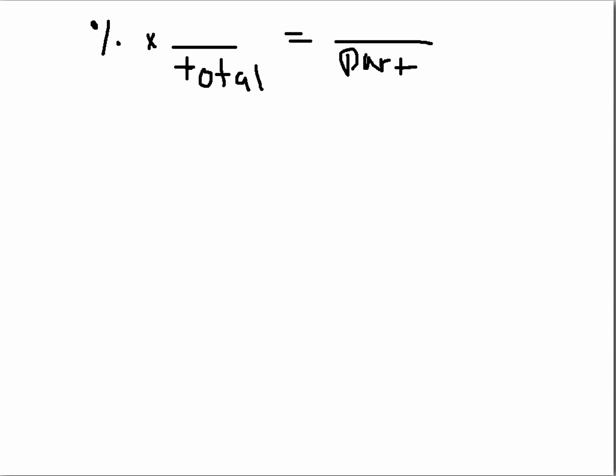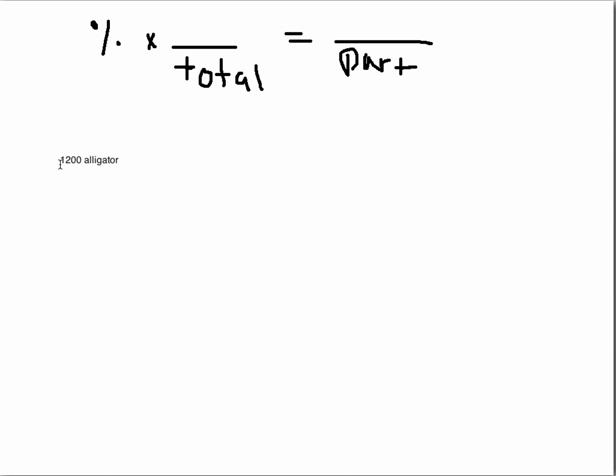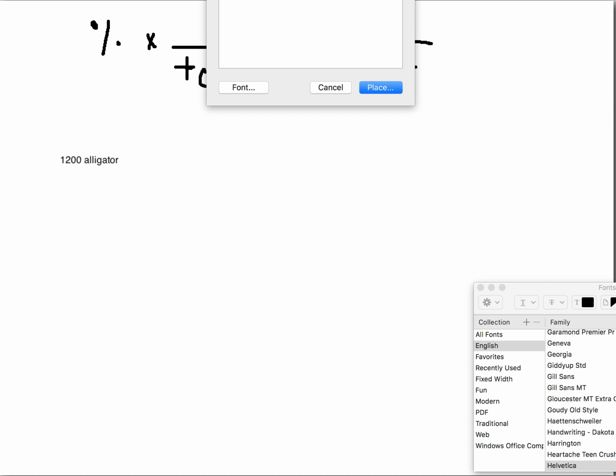Let's say that there are 1,200 endangered animals left in an ecosystem. Let's say there's 1,200 alligators. I'm from South Louisiana, so gators are a big thing for us. Let's say we have 1,200 alligators, and each year, we're allowed to hunt 15% of them.